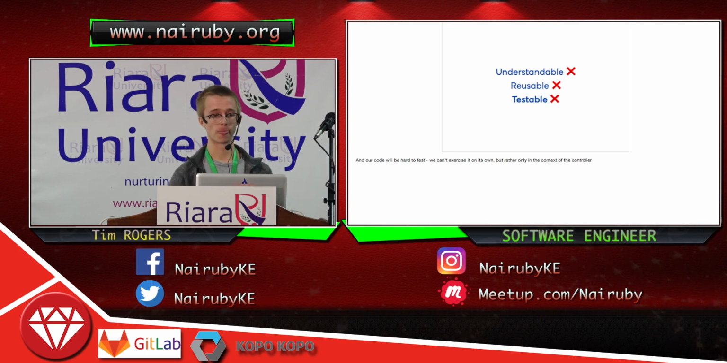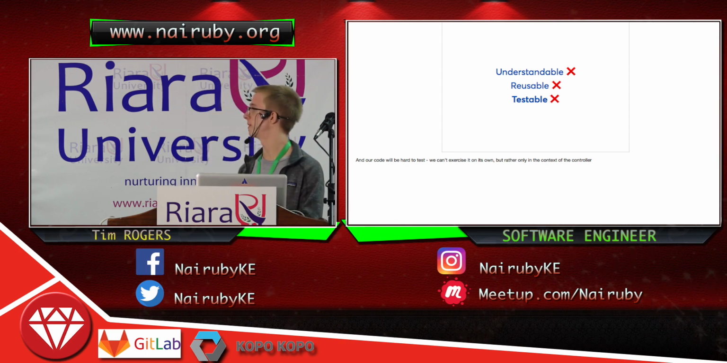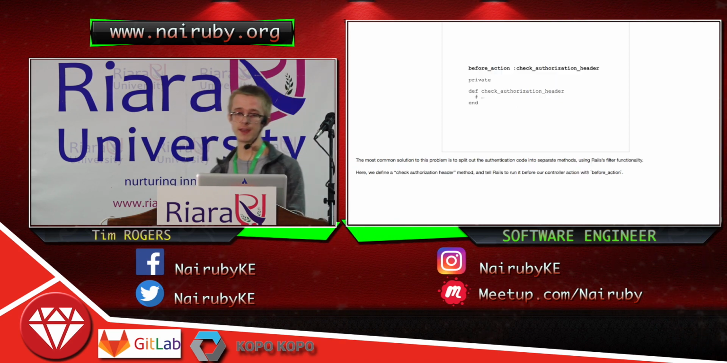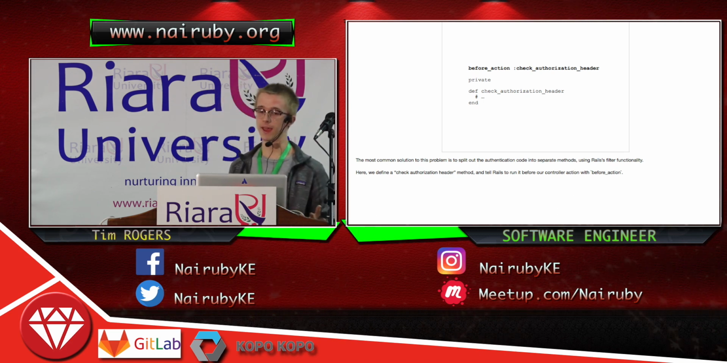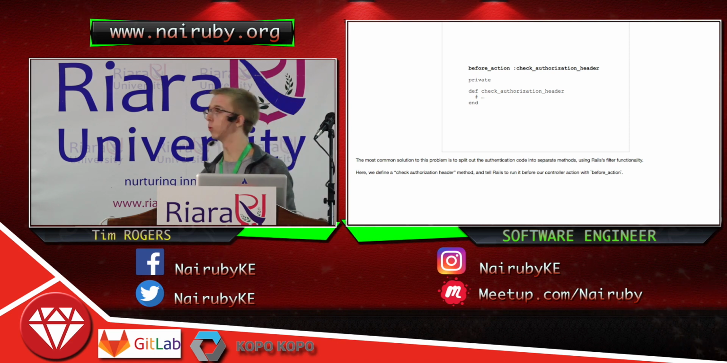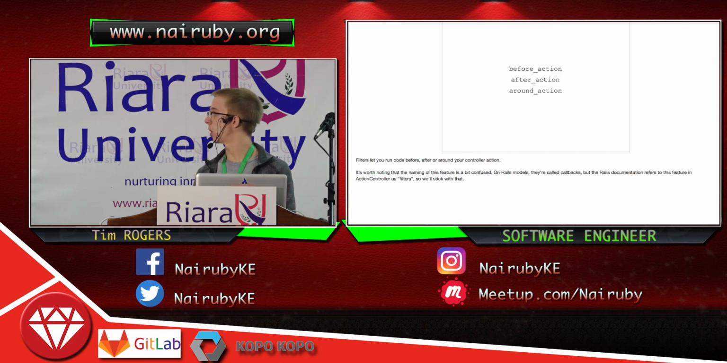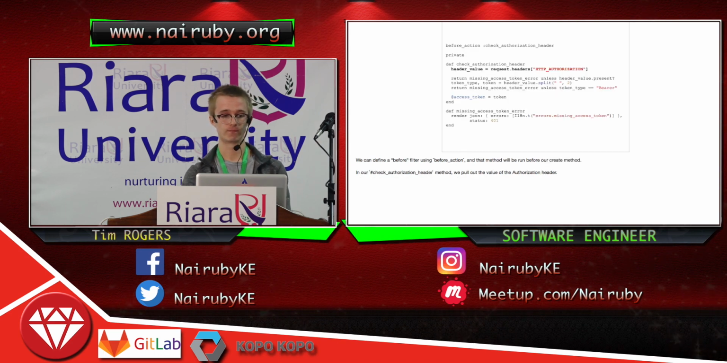The most common solution to this problem in the world of Rails is to split out the authentication code into separate methods, using Rails' filter functionality. So here, we define a method called checkAuthorizationHeader, and then we tell Rails to run it before our controller action with beforeAction. Filters let you run code before, after, or around your controller action. So we define our filter, and then it will be run before the controller action.